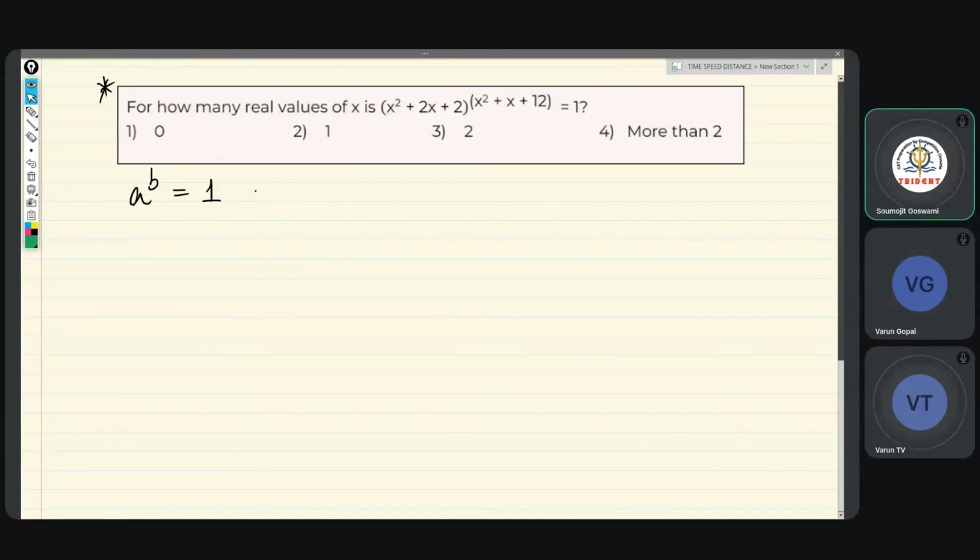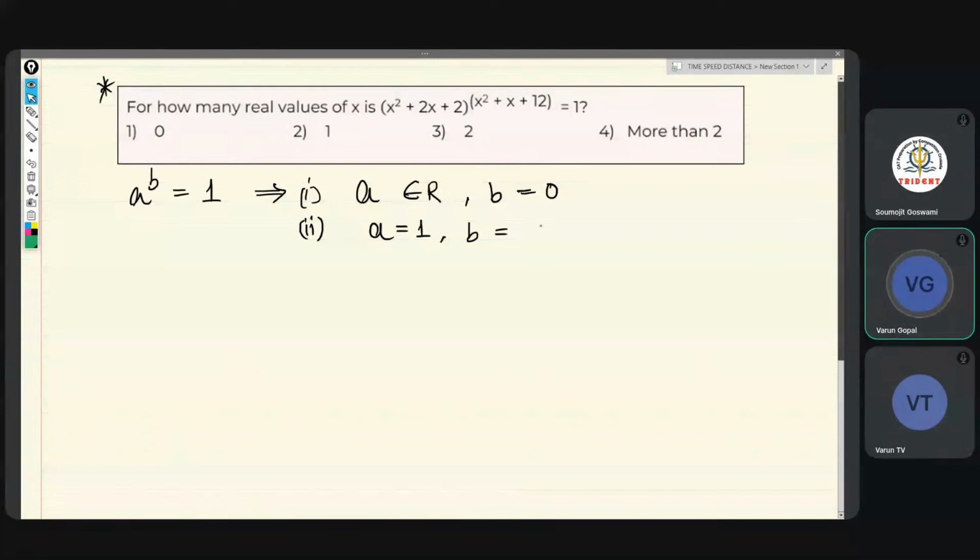The first case is that A can be any real number, and B has to be zero in that case. This is one of the cases. The other case is that A is equal to one, and B has to be any real number. Any real number.